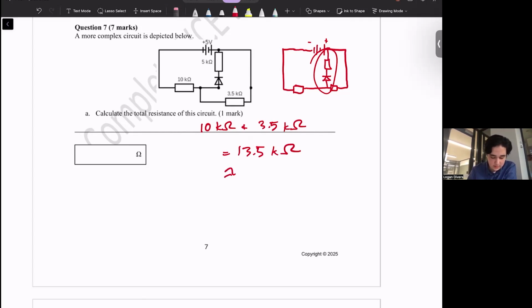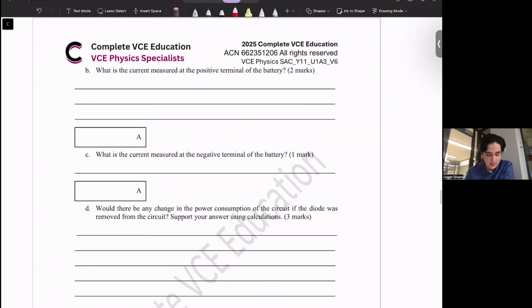Adjust that to significant figures, and that is going to be 1.4 times 10 to the 4 ohms. And we will put that in. That's that. Go into section B.